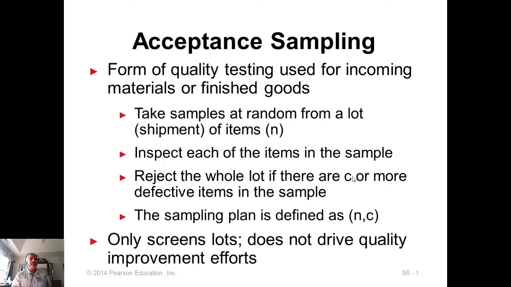So how big a threshold value do you want to set for c? If you want to be very strict, you can say 0. Even if you find one bad part in the sample, you're going to reject the entire lot. Or you can say, all right, I will allow just one bad part, or 2 or 3. So these are the two numbers that we have to come up with, n and c. How big a sample and how small a threshold should you set beyond which you will reject the entire lot. That's called the sampling plan, n, c.